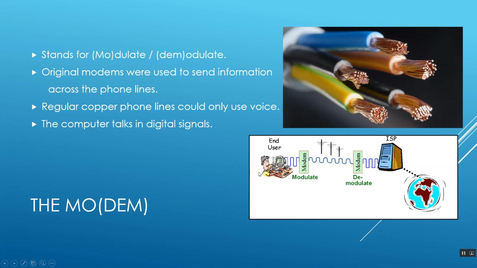So a good example here. User wants to do something. He wants to send it across the phone lines. So digital signals go to the modem, change to go across the phone lines. And then they change again for that computer or ISP or whatever you happen to be connecting to.